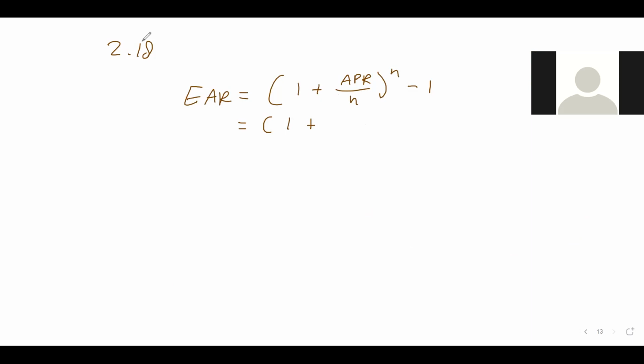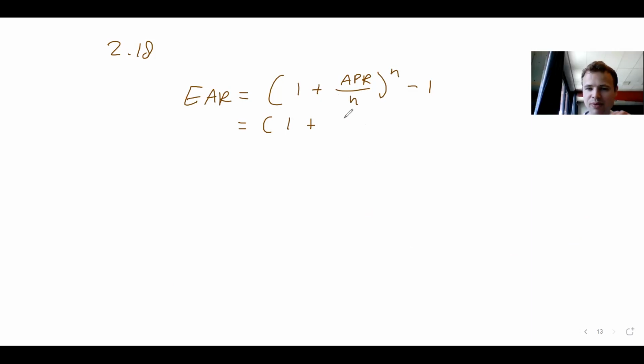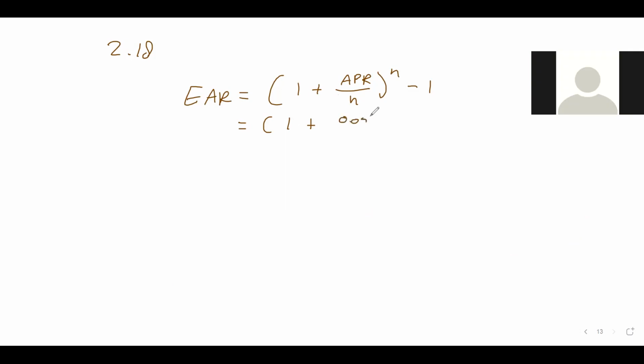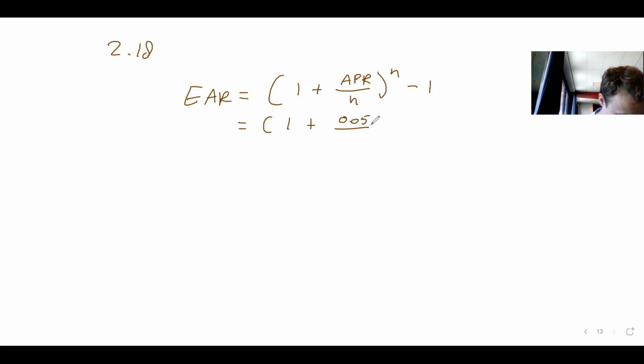What is the APR in question 2.18? 5%. Yes, it's 5%. So we fill it in as a 5 or like a 0.05? 0.05. Yes. And what is the n? Notice that they say it's compounded daily. So how many days do you have in a year? 365. Yes. Yeah, we have everything. So do you understand what the APR, the N, and the effective annual rate are?